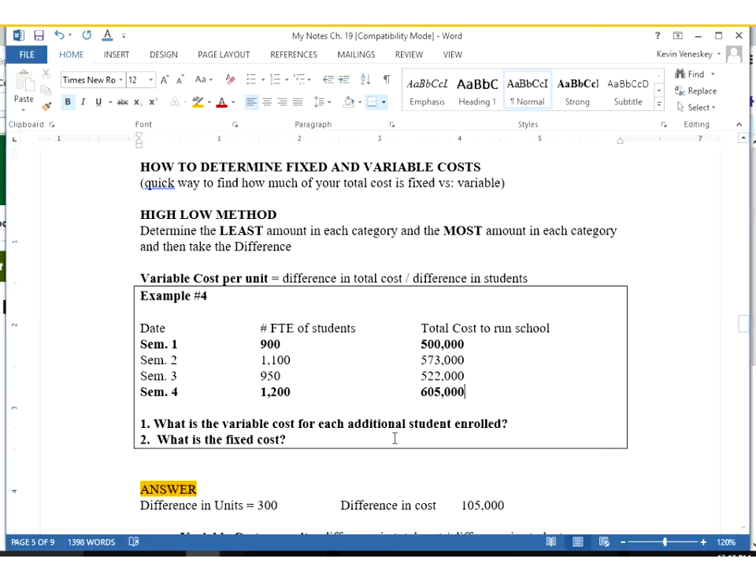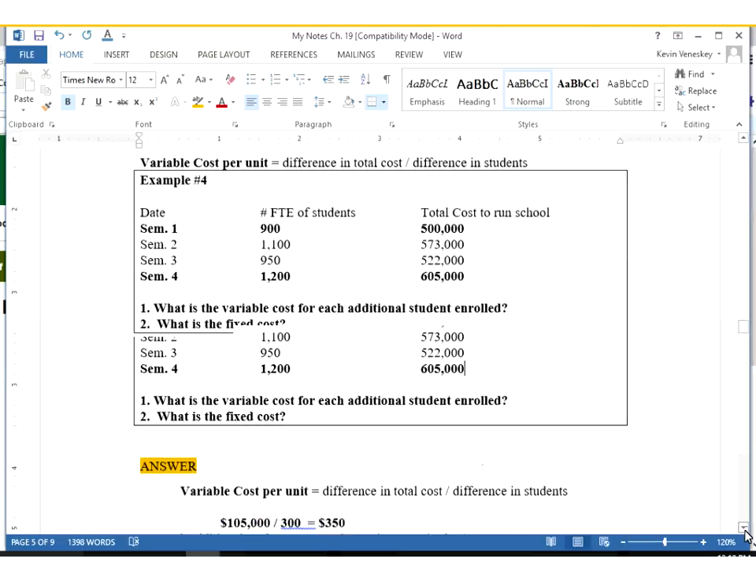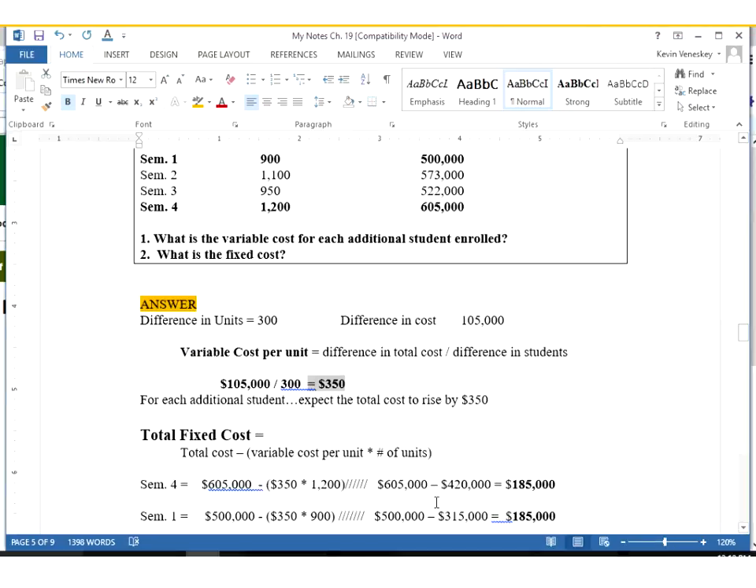Now, to get the variable cost, that's the first thing I have to work out. Just with this information, I can easily get my variable cost by doing this little formula here. Figure out the difference between the least and the most on each column, and then simply divide them. So I had a 300 student difference and a $105,000 difference between my two most and least columns. So my variable cost per unit, for every new student that comes, is going to cost me about $350.